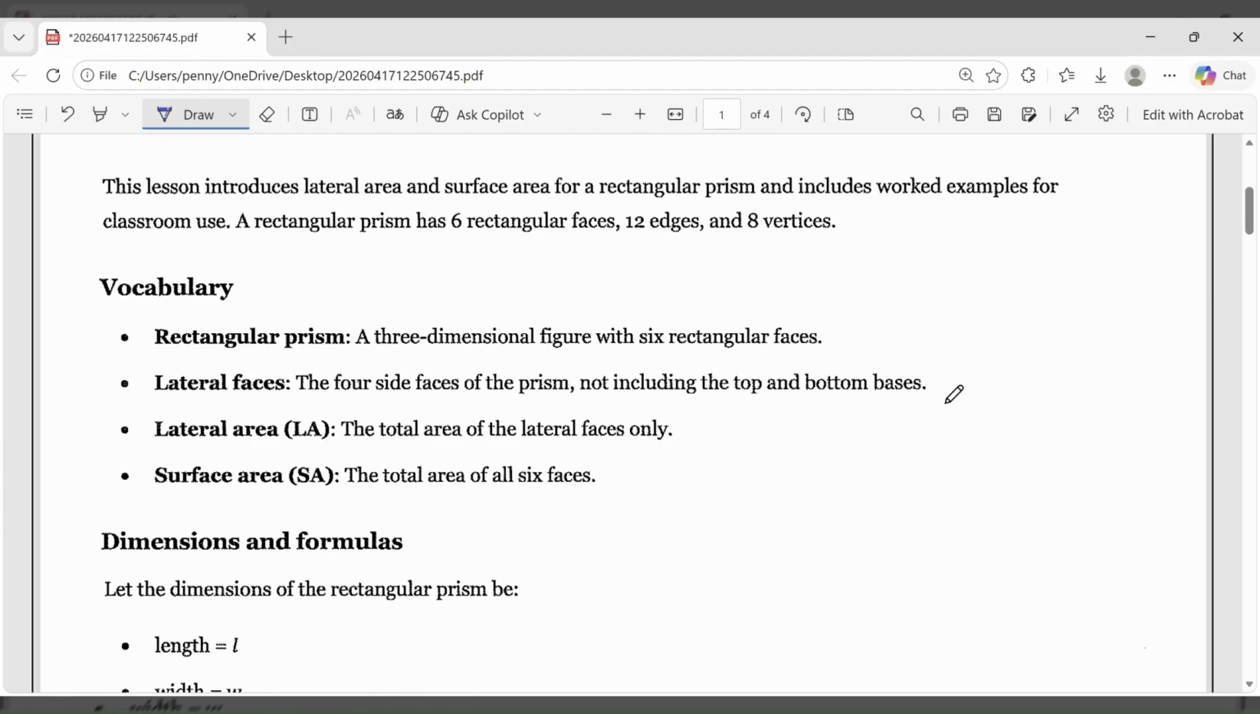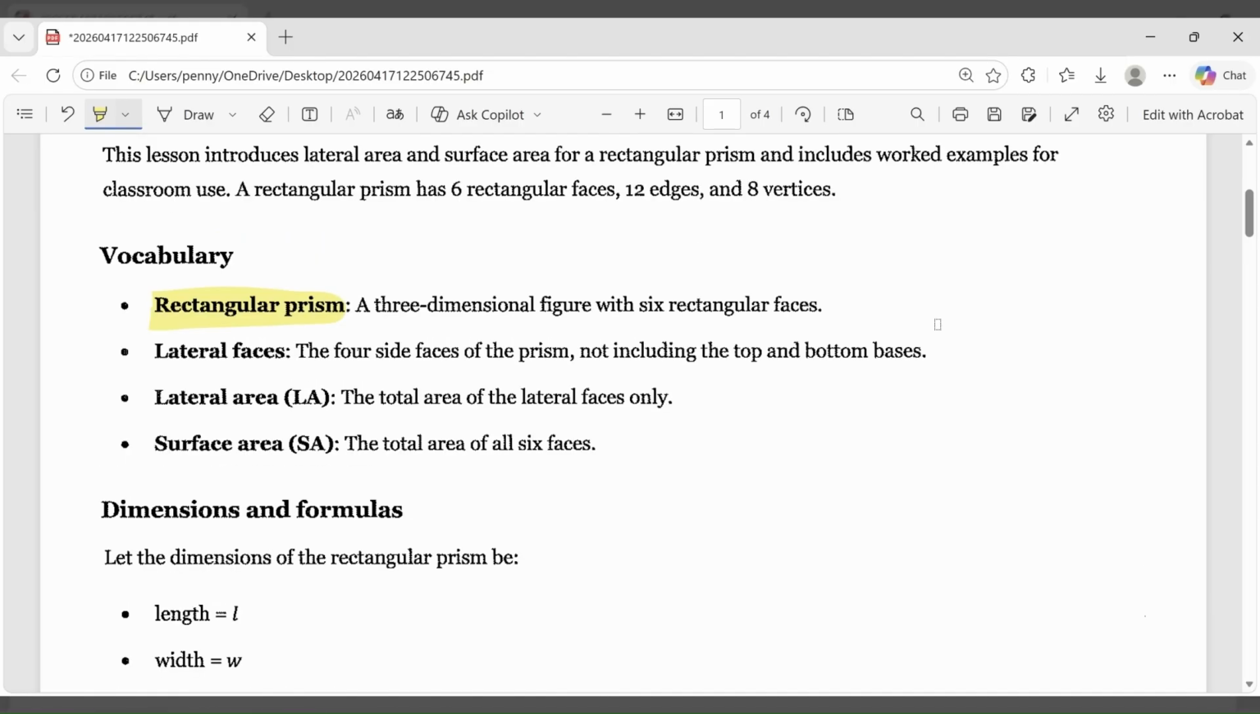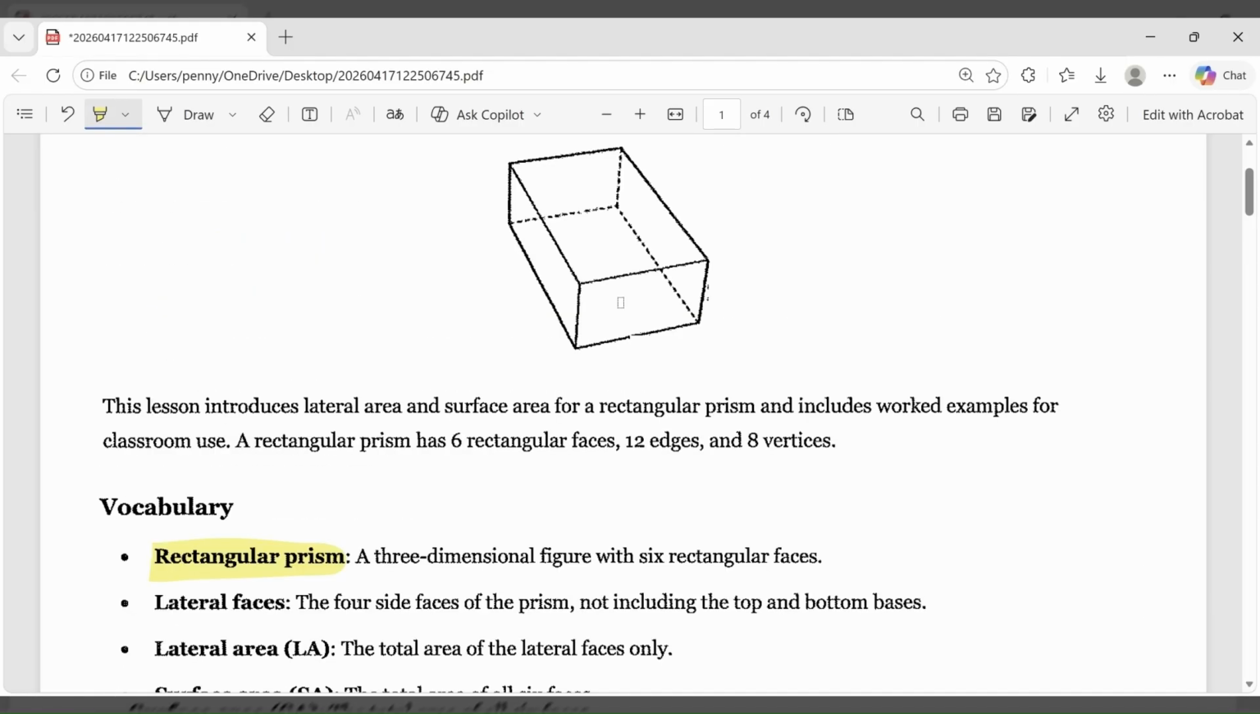All right, so some of the vocabulary, of course, a rectangular prism is a 3D figure. It has 6 faces, right? We have the top, we have the bottom, we have the left side, we have the right side, we have the front, we have the back.